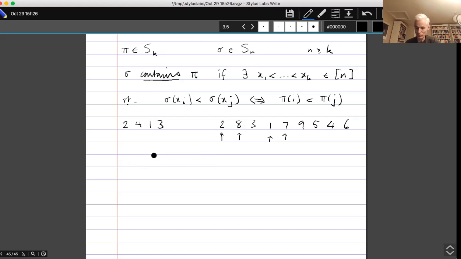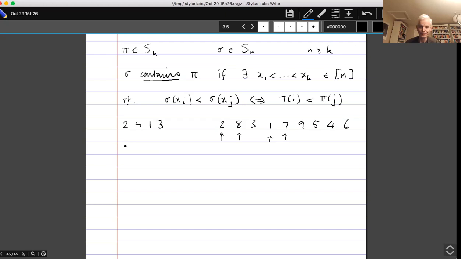Might as well just point out that 2, 4, 1, 3 is probably contained in other ways. So, for example, I could take, or is it? Maybe it isn't. Actually, I can't find immediately another one. I think that 2, 8, 1, 7 may be the only way. Yep, I would have to do the one as the third. Yeah, I think that's the only one actually, but that's not important.